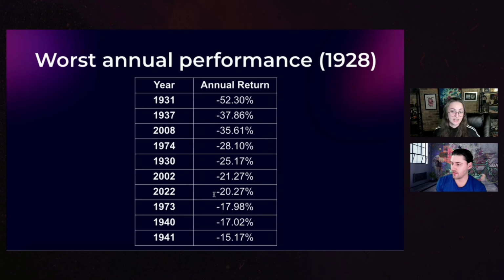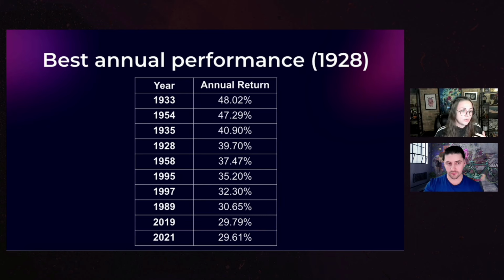Yeah. And 1973, 1940, 1941. So you actually have a decent distribution of years across some of these worst performing periods in history. And you can see that a lot of these periods took place with much larger macroeconomic events that had a big impact on the market, right?